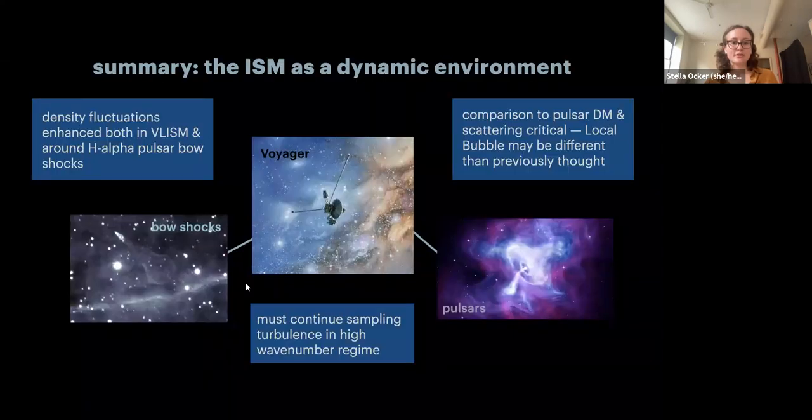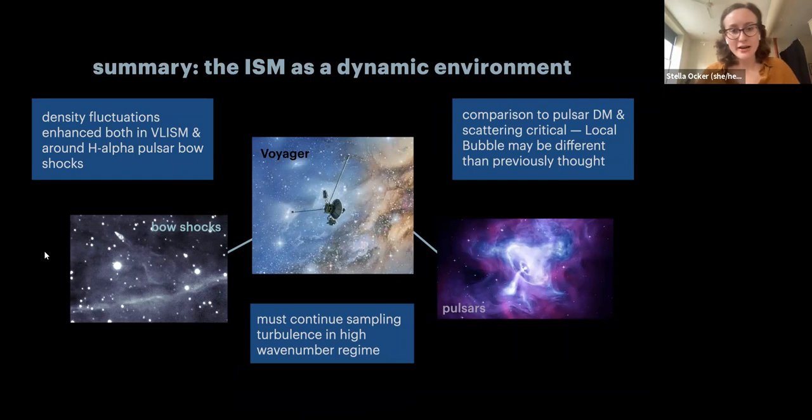So I want to briefly summarize, and I'll come to the end of my talk, and I want to remind you of the two main themes that I've been talking about, which are both related to probing the ISM as a dynamic environment by combining in situ and remote probes. The first main theme that I talked about was studying in situ density fluctuations with both Voyager and H-alpha emitting pulsar bow shocks. What we found was that the density fluctuations near both the sun's bow shock and these pulsar bow shocks are significantly enhanced relative to density fluctuations in the warm ionized medium.